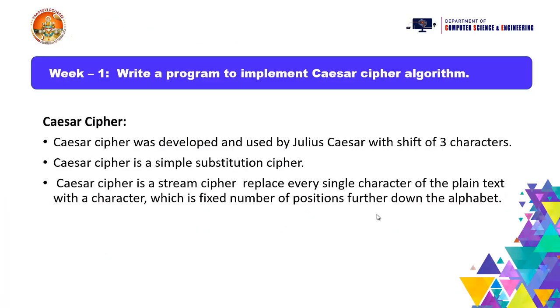Our first week program is to write a program to implement the Caesar cipher algorithm. Caesar cipher is a simple substitution cipher. In the substitution technique, each individual character is replaced with another character in the alphabet. The Caesar cipher was developed by Julius Caesar with a shift of 3 characters. It is a stream cipher, where each individual character of the plain text is replaced with another character in the alphabet with a fixed number of positions.